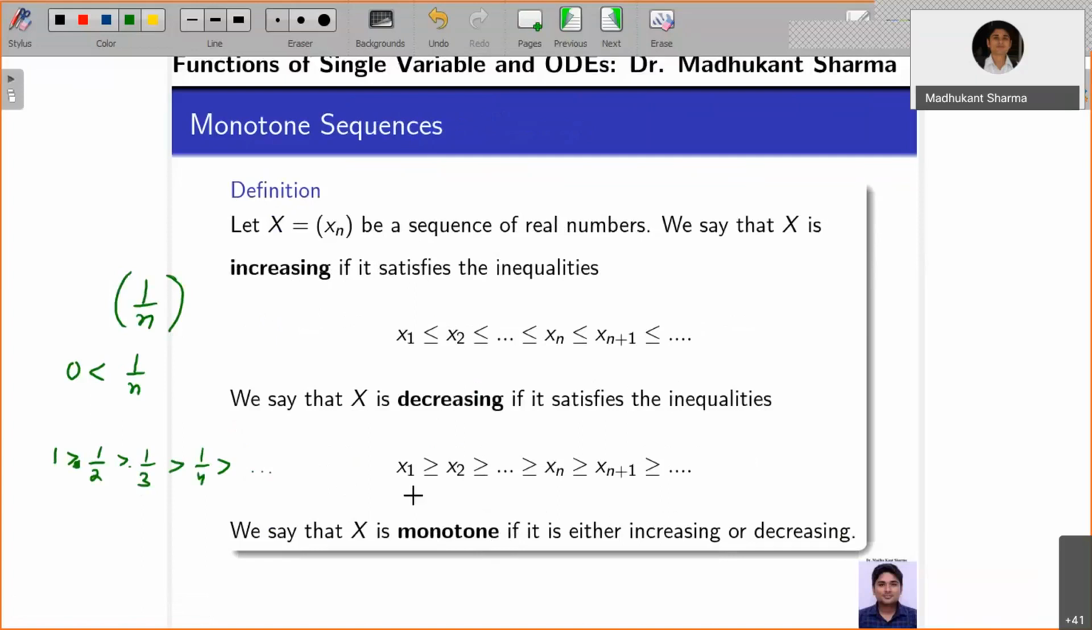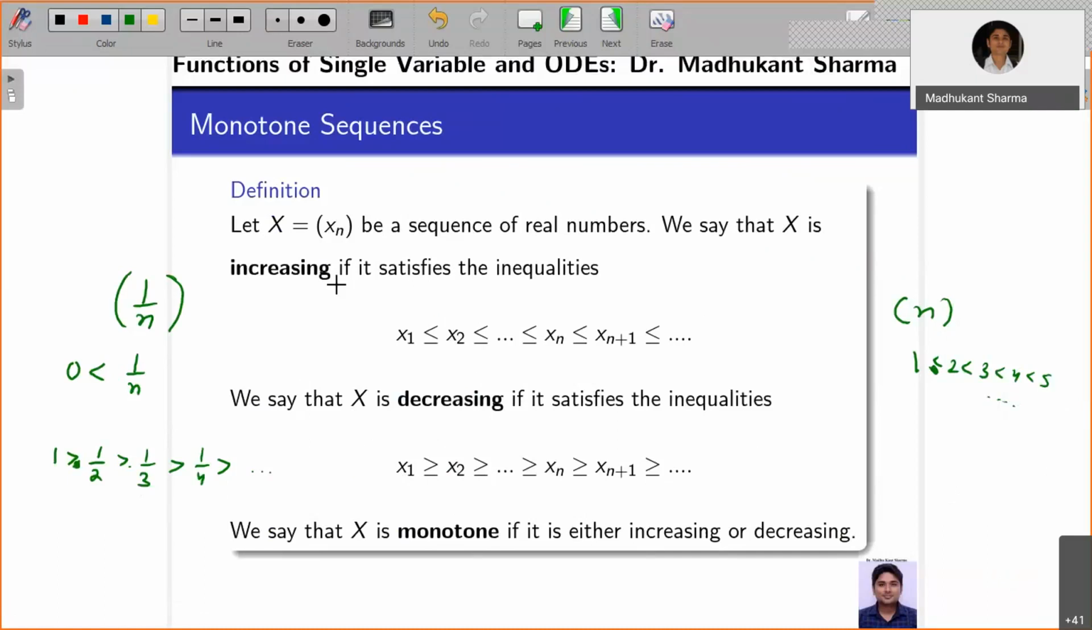We say that x is monotone if it is either increasing or decreasing. For the increasing case, you can consider the sequence of natural numbers: 1 strictly less than 2, less than 3, less than 4, less than 5, and so on. This is an increasing sequence, strictly increasing. Now the question comes whether it always converges.